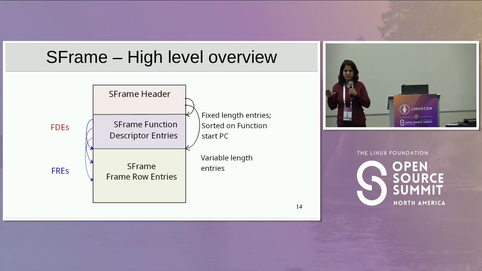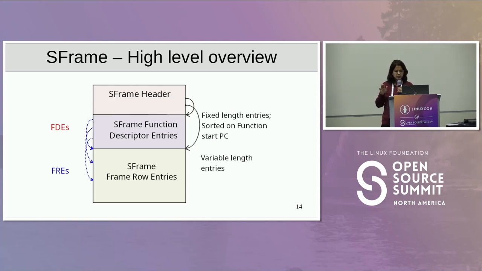So now let's get a little bit into how the information is laid out in the SFrame section. It's really simple. There is no complexity to it. From a high-level view, there are only three components to an SFrame section: the SFrame header, the SFrame function descriptor entries, and the SFrame frame row entries. The SFrame header contains a magic number, a version number, and some offsets. These two offsets that you see on the right side, the arrows, point to the two subsections in the SFrame section. The first subsection of interest is the SFrame function descriptor entries. The second subsection of interest is the SFrame frame row entries.